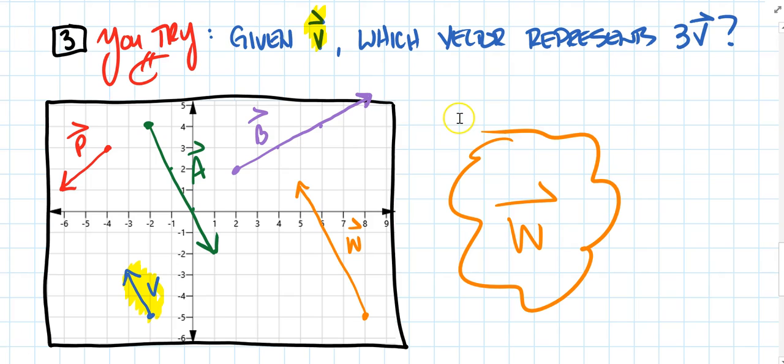Hopefully you got the right answer of vector w represents 3v because it is 3 times as long and it is in the same direction as vector v. Vector b is not, because even though it is 3 times as long, it's not in the same direction. And vector a is in the opposite direction, so even though it is 3 times as long, not in the right direction. Of course, vector p is just a totally different vector.